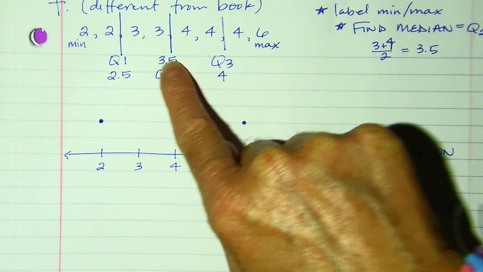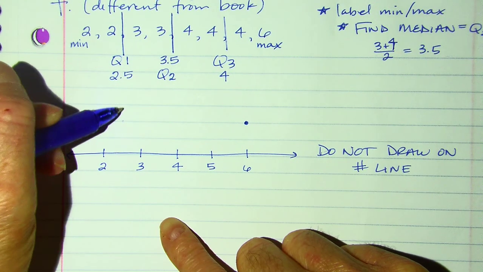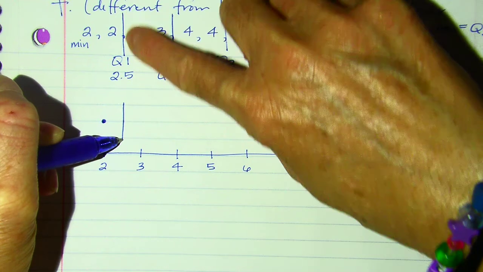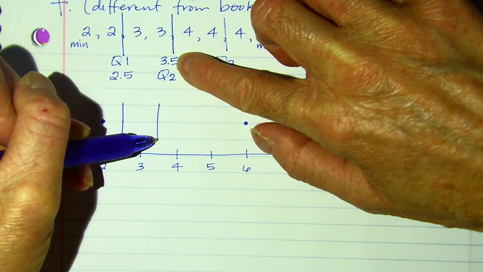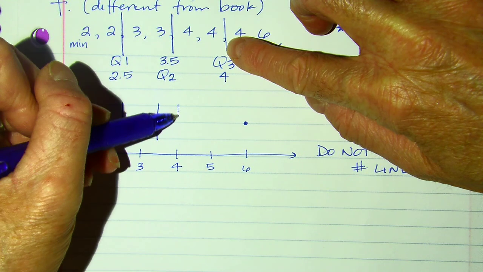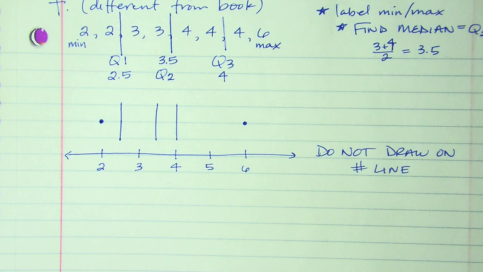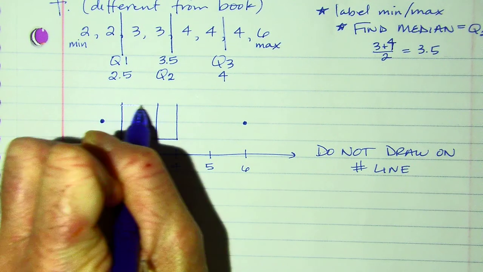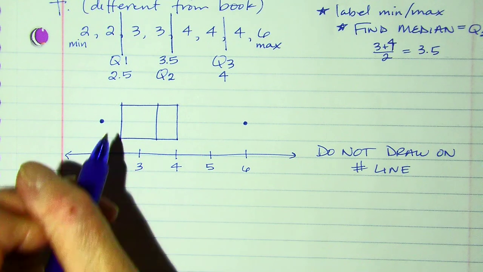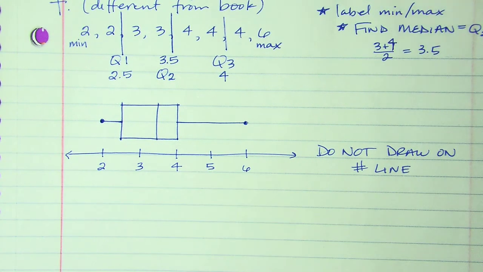Let's draw our bars at the following values. 2.5 should be a bar, right? Bar at 2.5. There should be a bar at 3.5. There should be a bar at 4. It doesn't matter if your box looks funky, okay? Sometimes it's going to be big, small, in the middle, on the side. So I'm going to connect these to form my box, and then from the middle out to form my whiskers. See how nothing's on the number line?